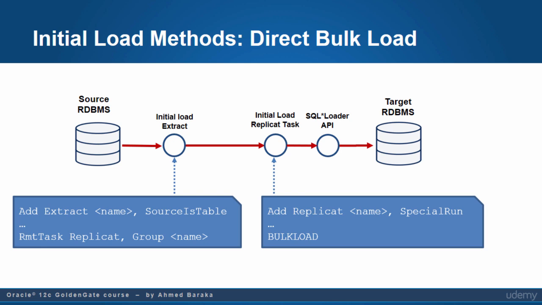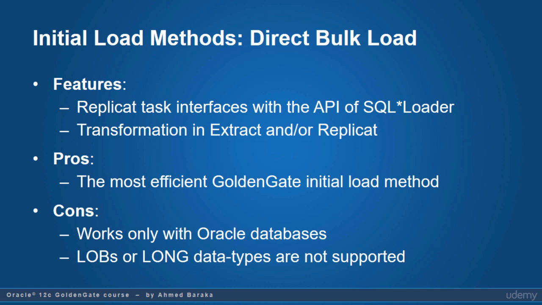The configuration you make to use this method is similar to the one you use to configure the direct load method. The difference is that you add the parameter BULKLOAD to the replicat parameter file. This initial load method allows you to configure the transformation on both the extract and the replicat side. As I said, this method is considered the fastest GoldenGate initial load method. Unfortunately, it works only with Oracle databases, and it doesn't support LOBs or long data types.